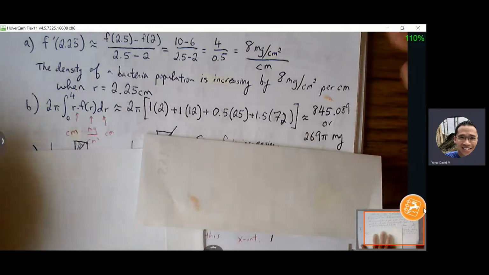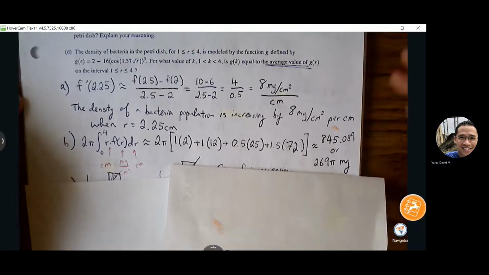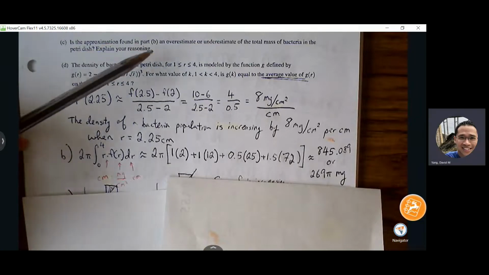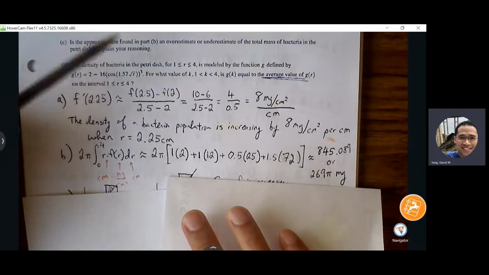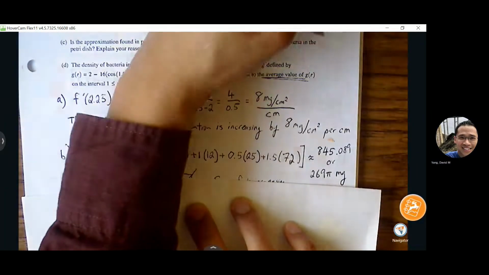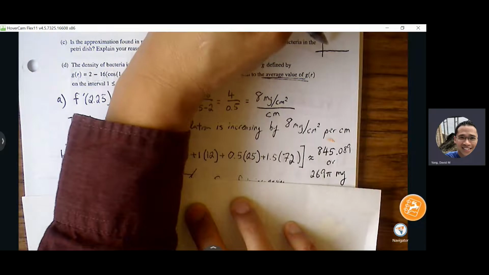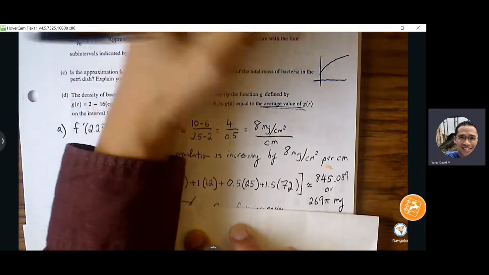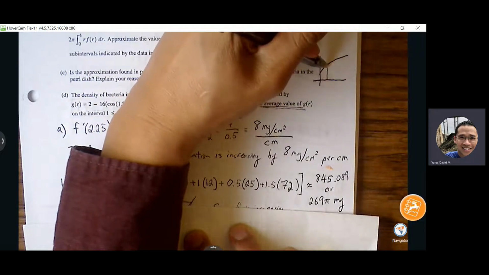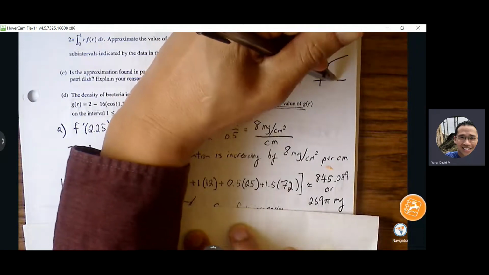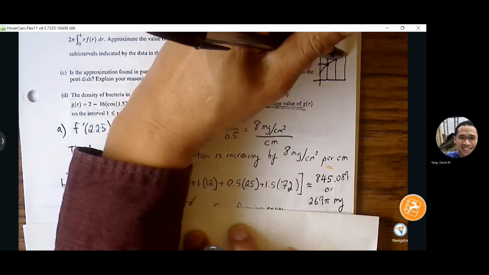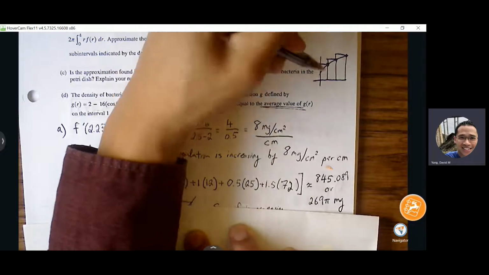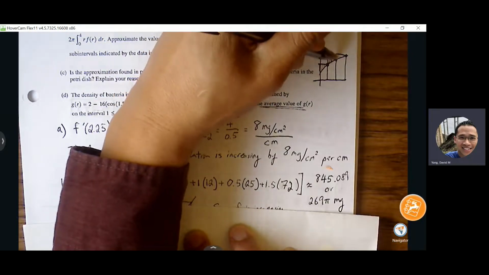Part C is asking whether the approximation is an overestimate or an underestimate. So we have an increasing function, and what, left or right Riemann sum? Right Riemann sum. So if you create an increasing function, and you make every rectangle where the right endpoint is hitting the curve, all these rectangles are what? Above or below? Above. So this is an over approximation.